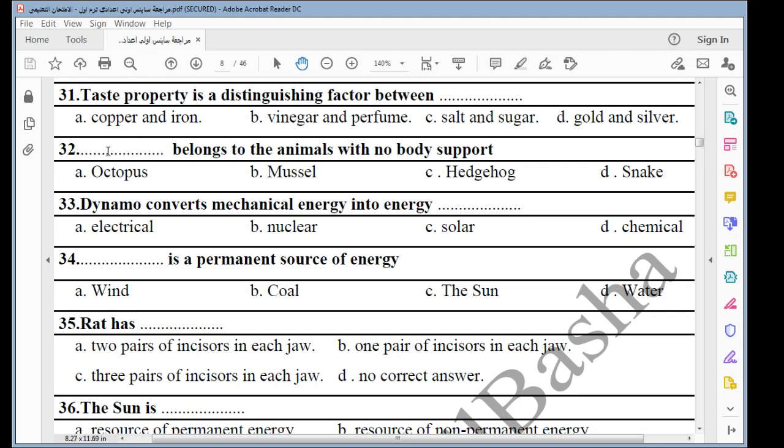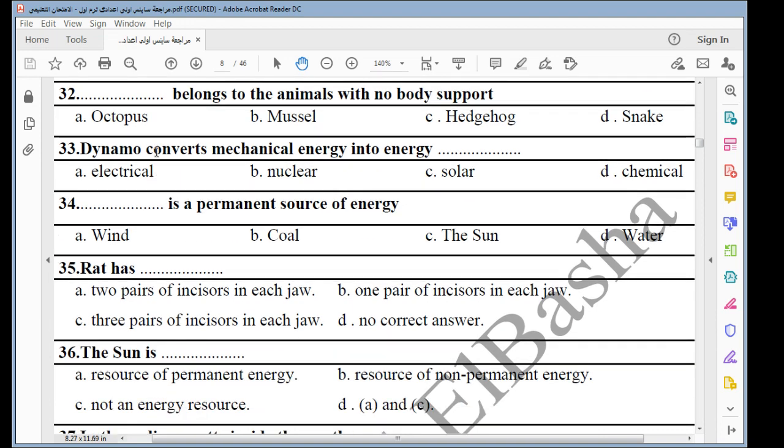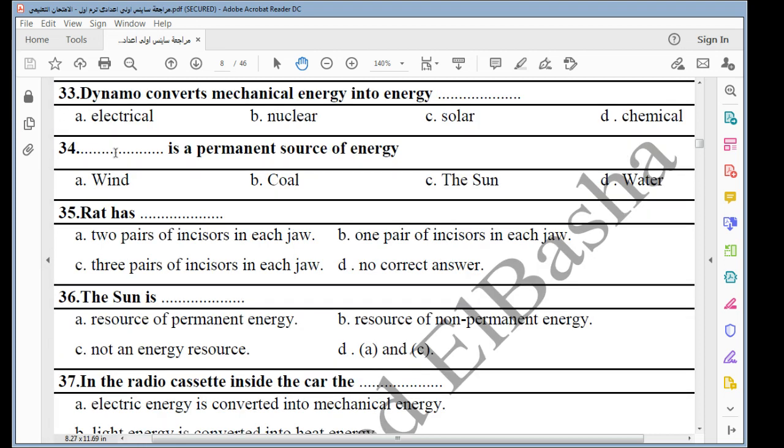31 test probability is distinguishing factor between copper and iron, vinegar and perfume, salt and sugar, gold and silver. طبعا هتبقى ايه؟ number C اللي هي salt and sugar. 32 space belongs to the animals with no body support. with no body support طبعا الايه؟ الاوكتوبس. تمام. 33 dynamo converts mechanical energy into energy ايه؟ طبعا into electrical energy بس جايه كلمه energy قبل electrical.